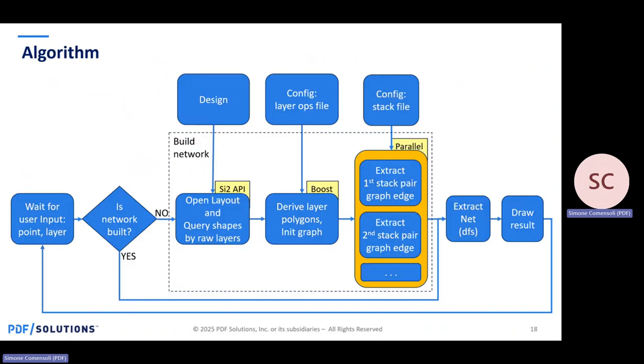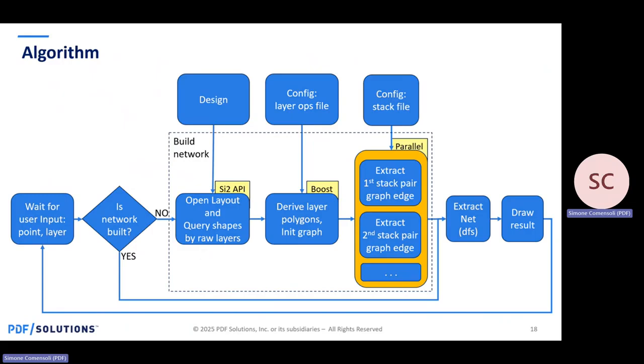In this slide, we'll give you a high-level overview of the algorithm implemented. It all starts from a user input that is a point and a layer. This defines the starting point of the net requested. Then, if the network isn't already built, we first load the layout and query all the shapes from it, and we organize them by raw layers. This is handled efficiently by using the SI2 OpenAccess API for shape queries.